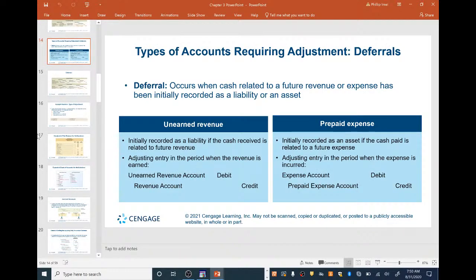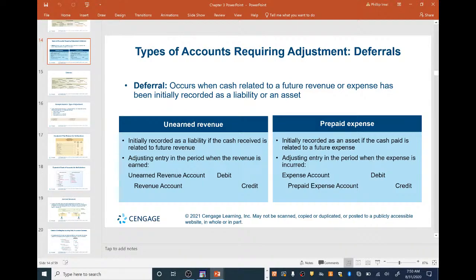Okay, let's talk a little bit about deferrals, okay? A deferral occurs when cash related to a future revenue or expense has been initially recorded as a liability or as an asset, okay? So let's look at the unearned revenue, okay? This is the same example that we had talked about previously if I own an apartment complex, right? And someone pays me in advance, okay?